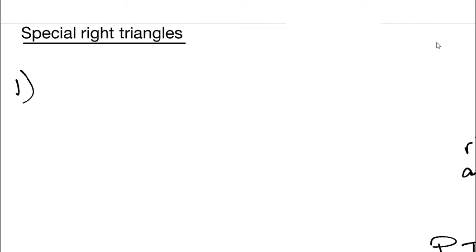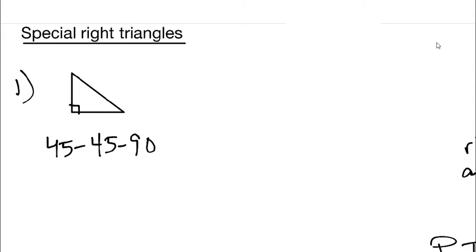I'm going to draw them. Here's the one that is called a 45, 45, 90 triangle. Why is it called that? Because it has a 45-degree angle and a 45-degree angle. And of course, that thing right there in the middle is a 90-degree angle.